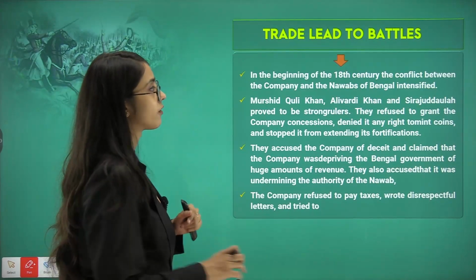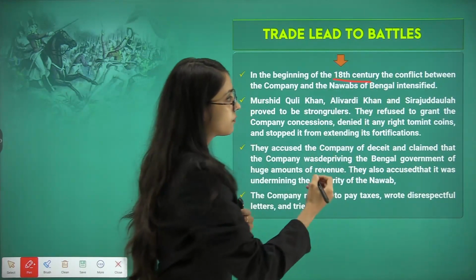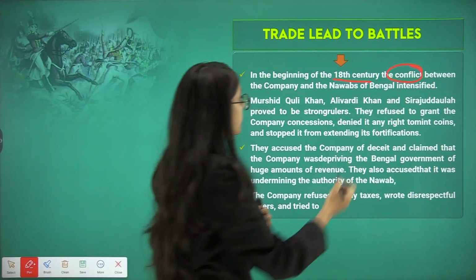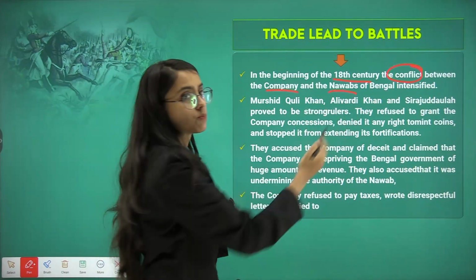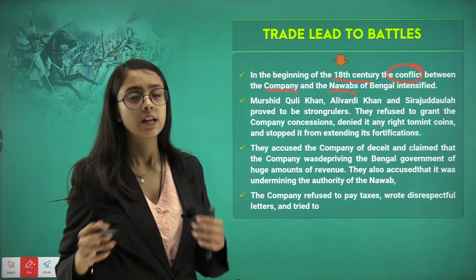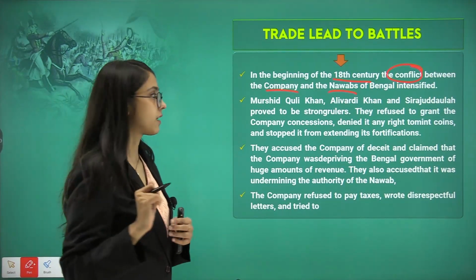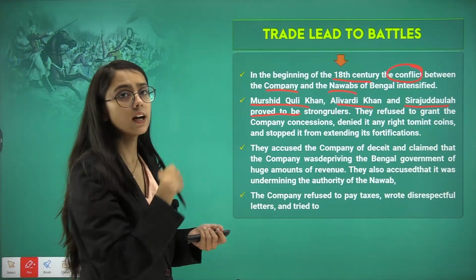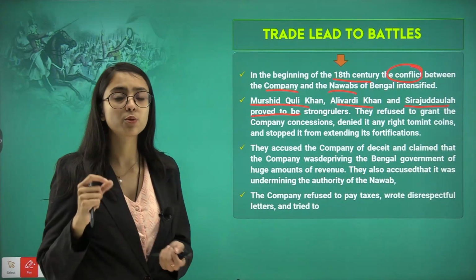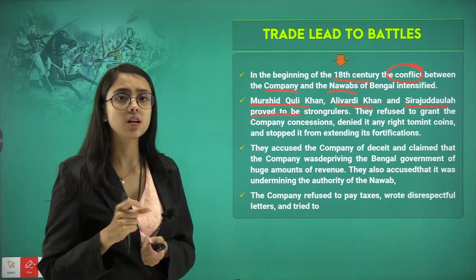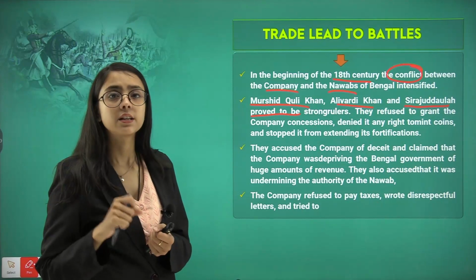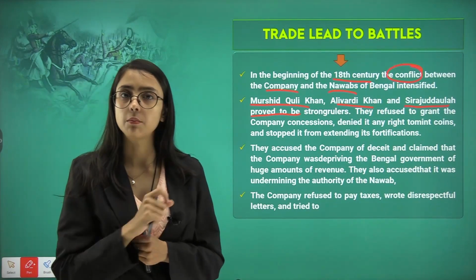In the beginning of the 18th century, the conflict between the company and the Nawabs grew out of hand. It intensified to a level where it completely became out of hand. Murshid Quli Khan, Ali Vardi Khan and Sirajudullah proved to be strong rulers in the province of Bengal. They refused to grant the company concessions.